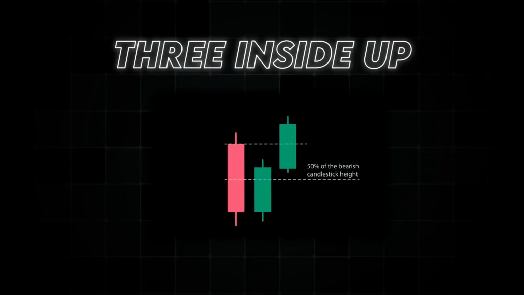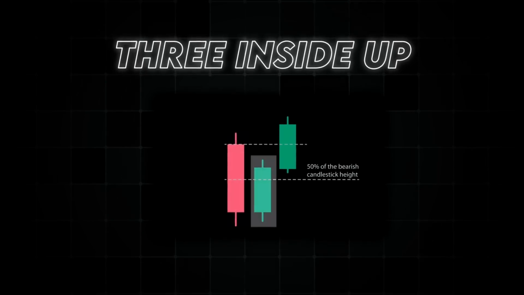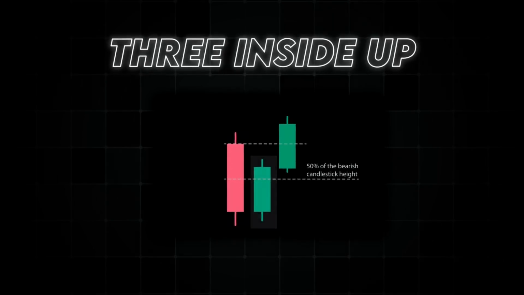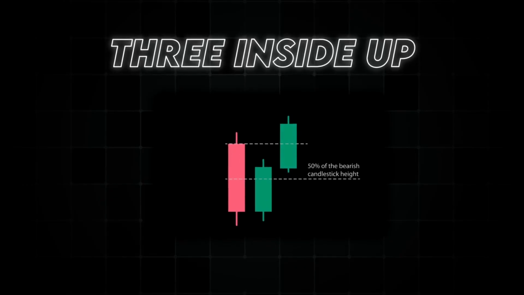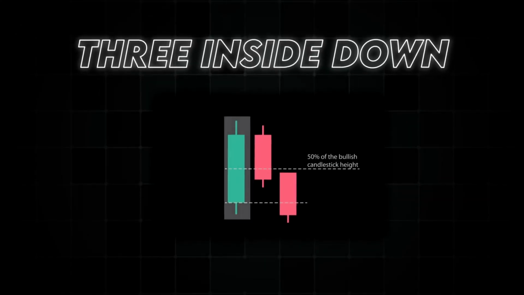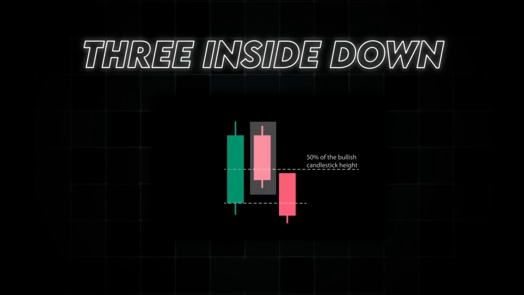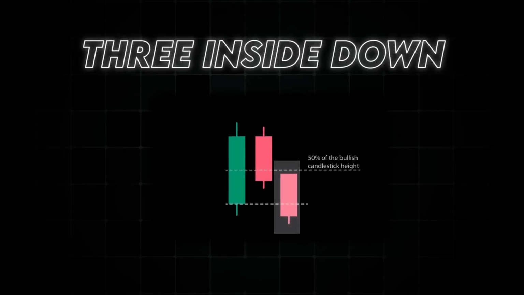It is a bullish reversal pattern that begins with a large red candlestick, followed by a small green candle within the body of the previous candle, and the third candle closes above the first candle's high. And then we have three inside down, the bearish version that starts with a large green candle followed by a small red candle and then a third candle that closes below the first candle's lows.